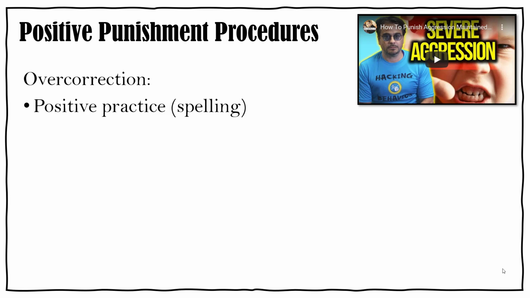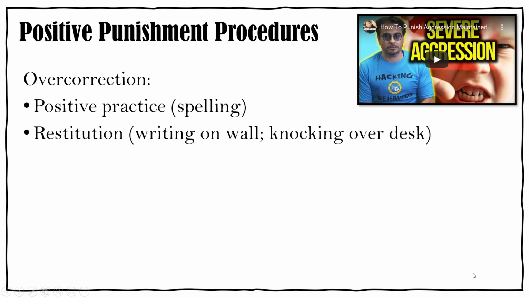So one example is positive practice. So you're going to practice the behavior correctly and then practice it a couple more times. So say you have spelling and a kid misspells a word. They're going to practice spelling it correctly and then spell it 10 more times. Another example would be maybe throwing a balled up piece of paper at the waste paper basket. And so they would practice, instead of throwing the piece of paper, going and putting it in the trash can, and then they would practice that a couple more times.